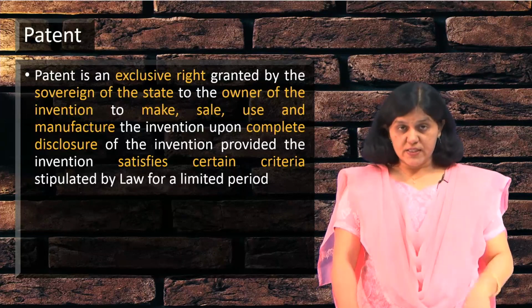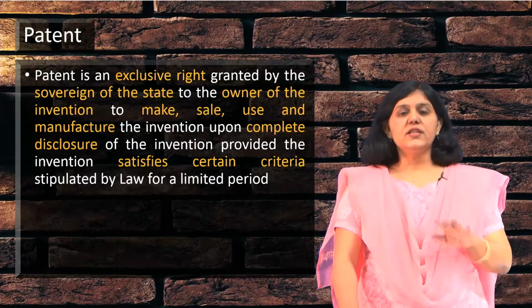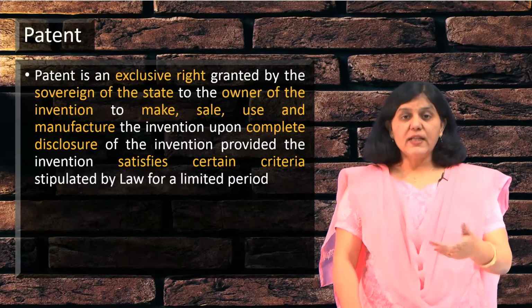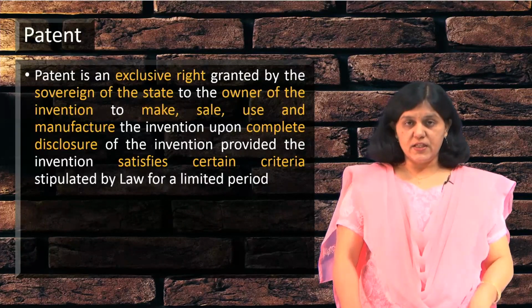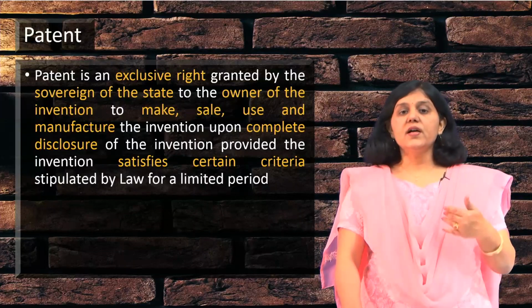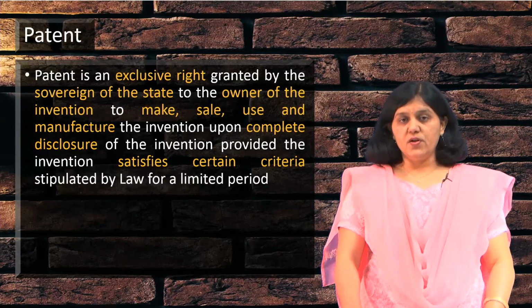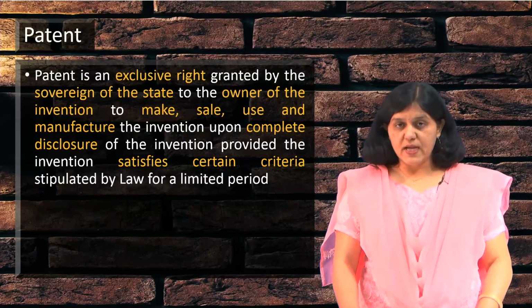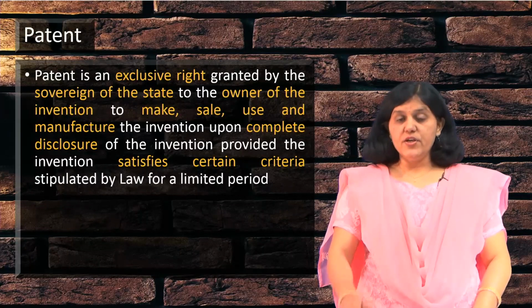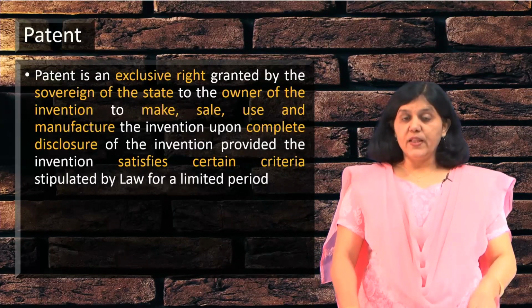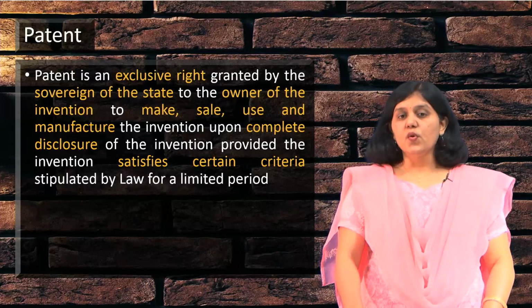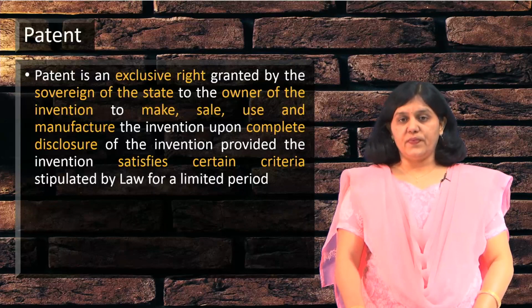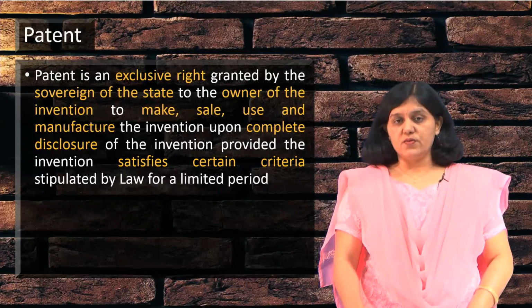But on what conditions are these rights conferred? You know, generally all rights come with some duties or conditions. So, what are the conditions here? The first condition is that the owner should give a complete disclosure of the invention. What do you mean by complete disclosure of the invention? Complete disclosure means that if someone else wishes to explore this invention, then without investing more time, he or she should be able to replicate the invention. This is the meaning of complete disclosure.